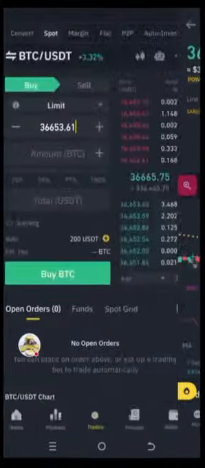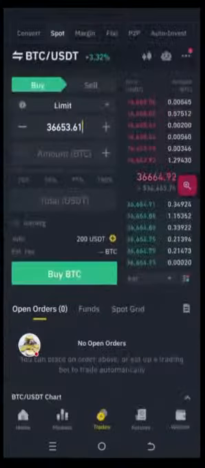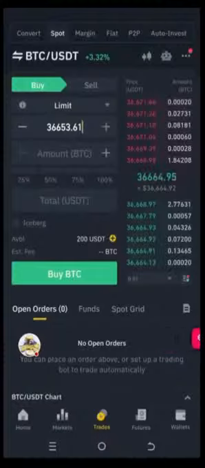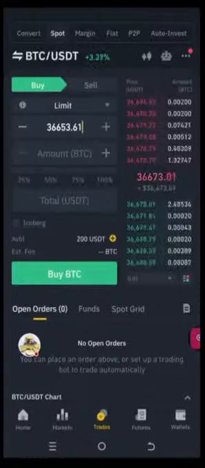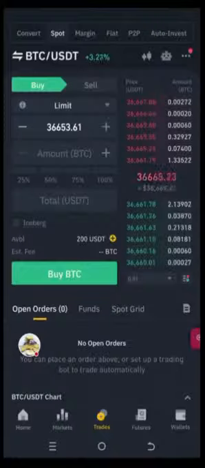So let me go back into this. This is the spot trading section, right? The reason why I tend to use the spot trading section more than the convert is because most of the pairs are in the spot trading section. Most times when you go to convert, you may not see these pairs, or you may not see these pairs appear the way they appear in spot trading.